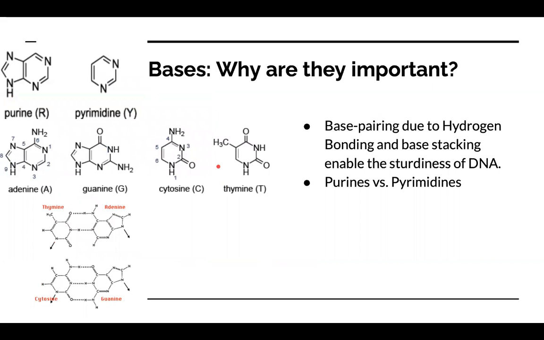So we have to talk about the nitrogenous bases. We have adenine, guanine, cytosine, and thymine. The first two can be sorted into the purine category, accounting for their double ring structure, while the latter two can be sorted into the pyrimidine category, which accounts for their single ring nature. These nitrogenous bases, due to hydrogen bonding, pair up, and they also stack upon each other in common forms of DNA, so they enable the DNA molecule to be more sturdy.